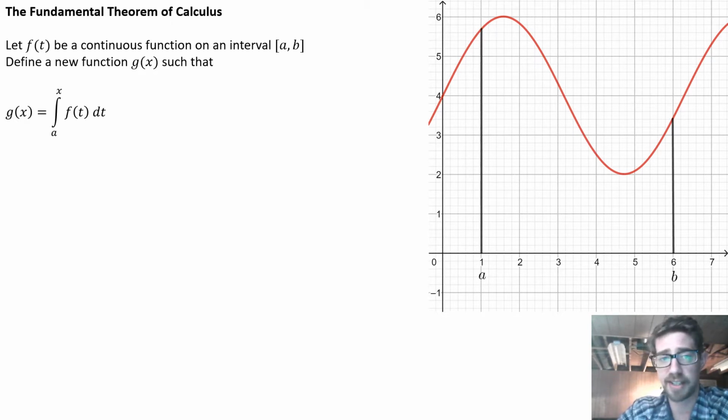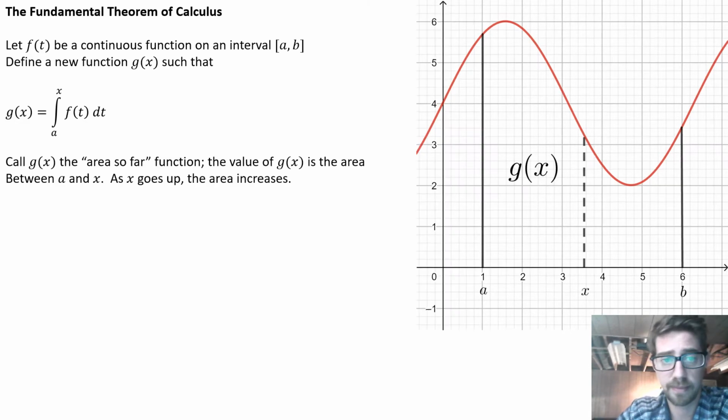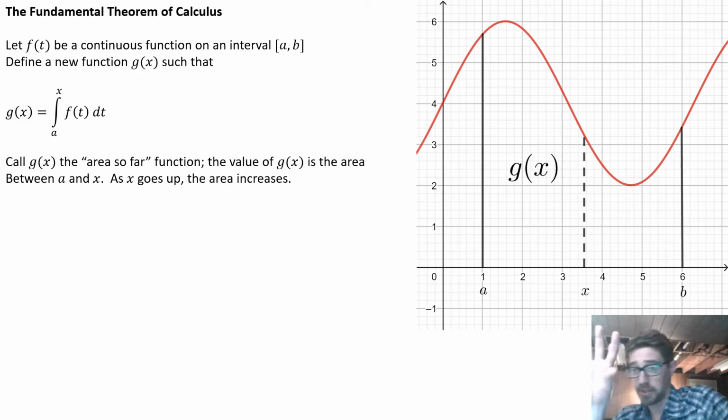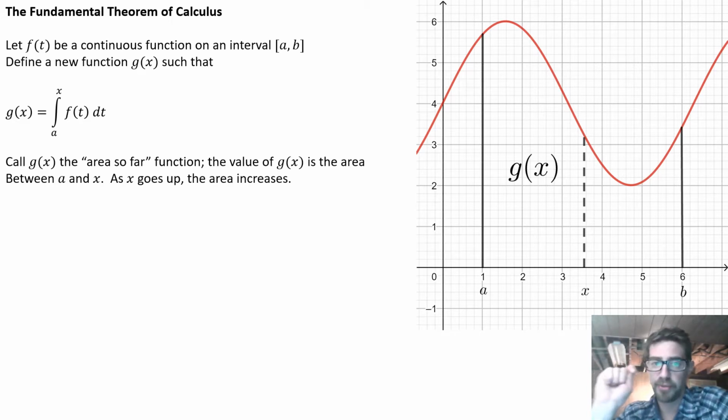So think of g of x as an area. x is some number between a and b, and x moves around. Picture x sliding around between a and b. We're looking at the area between a and x. So the area under that curve between a and this new number x that can move around. Notice also that since t is the variable in the integral, I'm using dt instead of dx. All that's doing for now is specifying which variable we're talking about. Okay, so I know this seems weird. g of x we're going to call the area so far function.